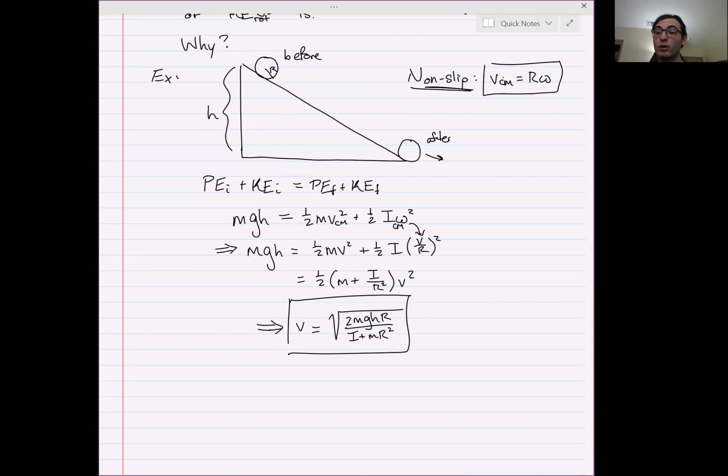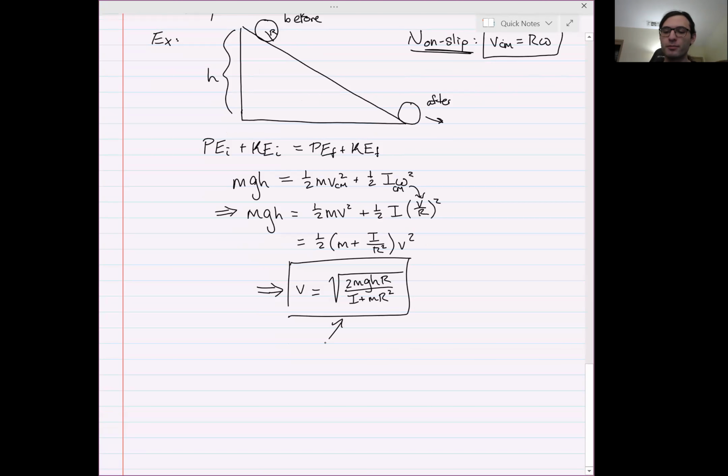Right. So what we find just by looking at this equation, obviously, if we were on a different planet where g was larger, it would be moving faster when it got to the bottom. Obviously, if h was increased, it would be moving faster. But now the question is what happens if you increase the radius of our barrel? Or what if you change the mass? Well, it's hard to say, because the moment of inertia depends on both the mass and the radius of the object.